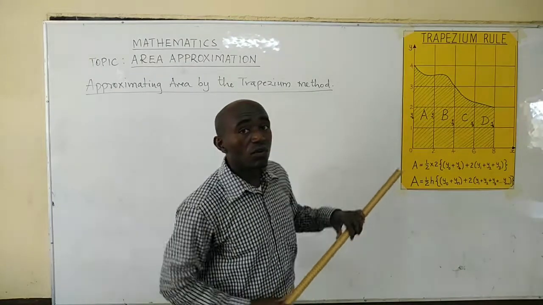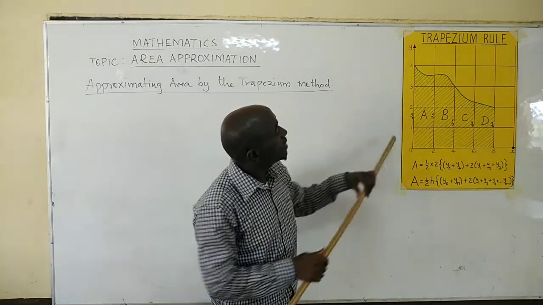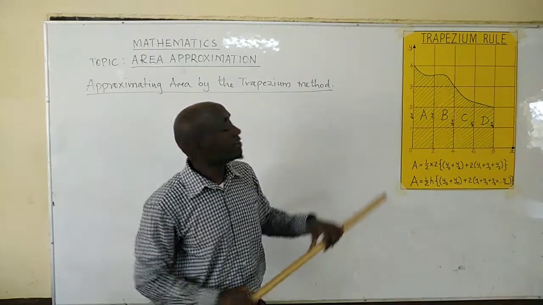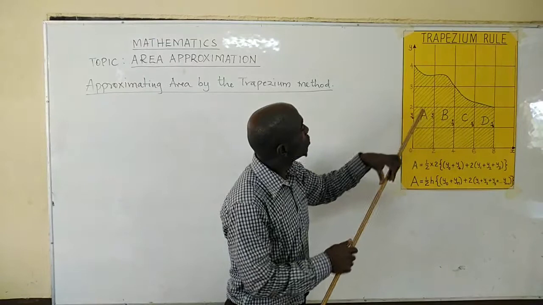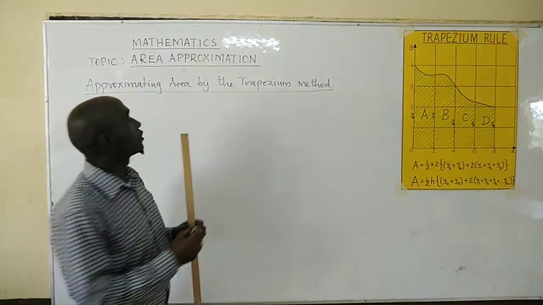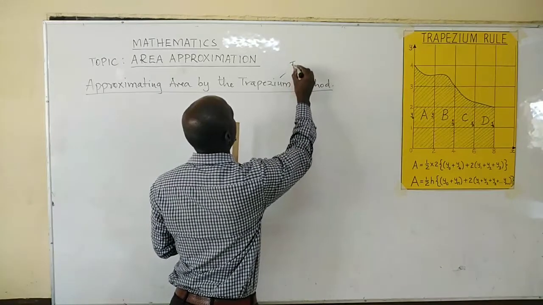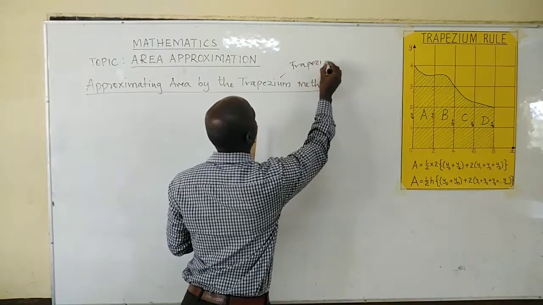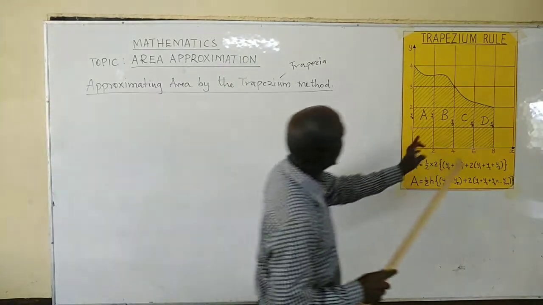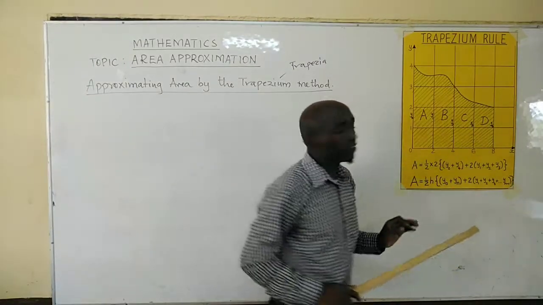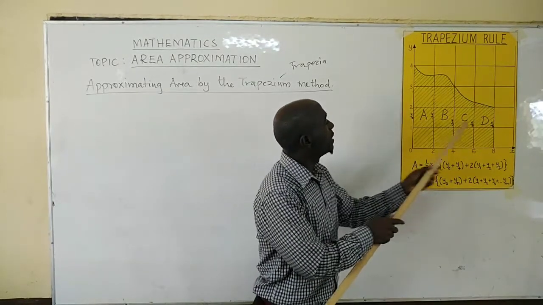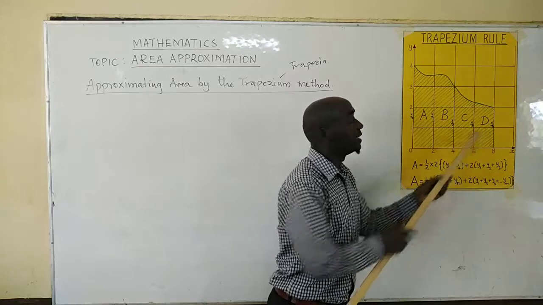So we can divide this shape. We want the area of this shaded part. We can divide this shape into trapezium. The plural for trapezium is trapezia. So we can divide that shape into different trapezia. Like here, I have already divided it into 4 trapezia. Trapezium A, trapezium B, trapezium C, and D.